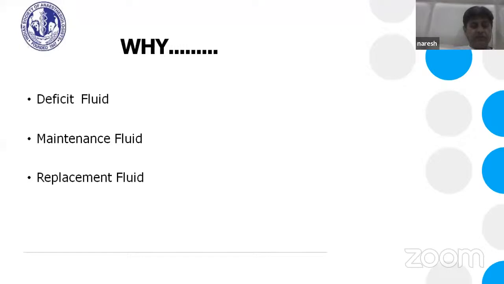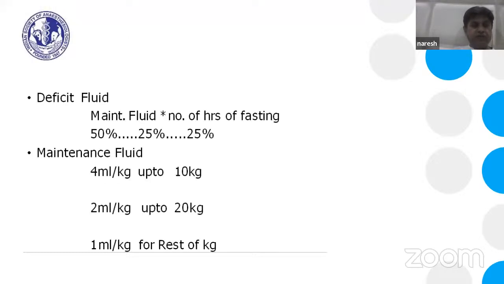Or we are also calling it fasting fluids, for the maintenance fluid, and for the replacement fluid. So deficit fluid is calculated, as we all know, this is an age-old formula, everybody knows it, but how to give it, many of the new anesthetists or the residents make a glitch of it. They do the wrong calculation.